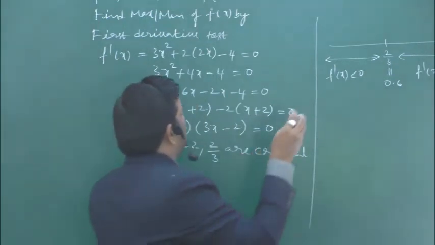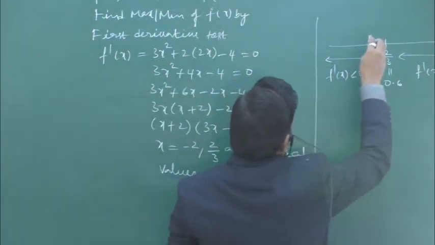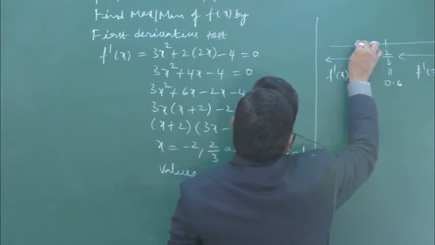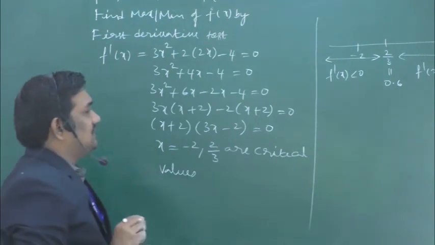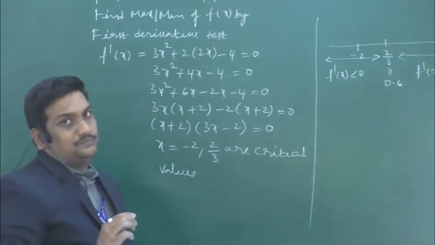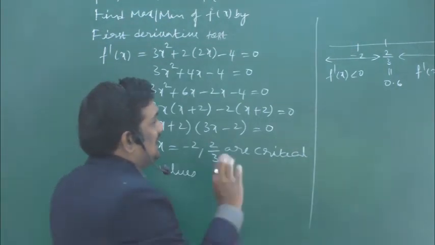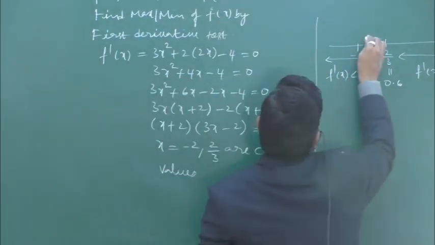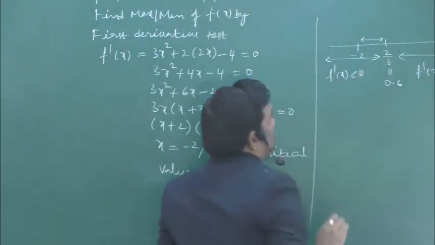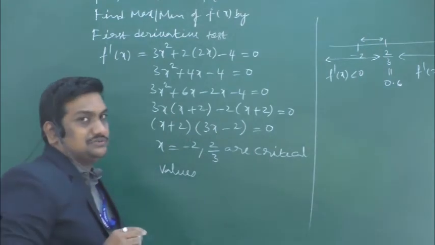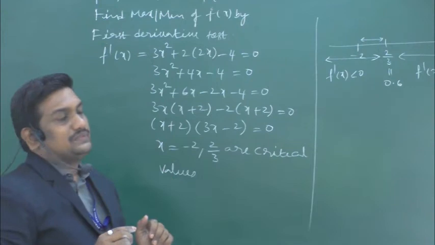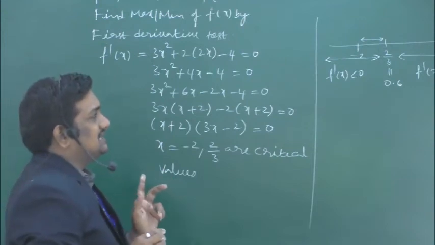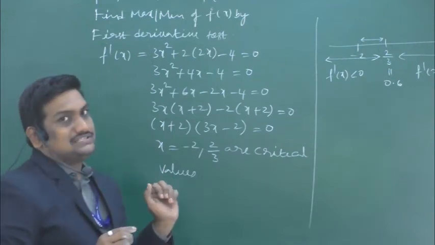So at minus 2, you are getting 0. So till minus 2, you are getting the function value is negative. So you conclude that the function has minimum at x equals 2 by 3.